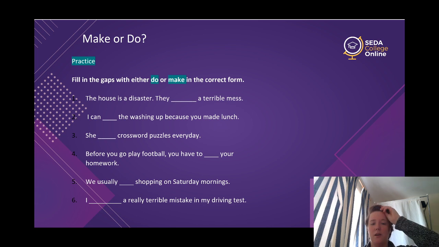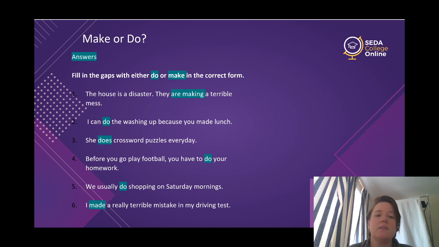Okay, so I'll just give you another couple of seconds. Just think about it and only write down the answer. You only need to write down the answer for this. Take your time and just remember to change the tense if you need to.